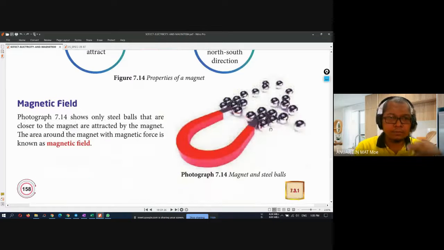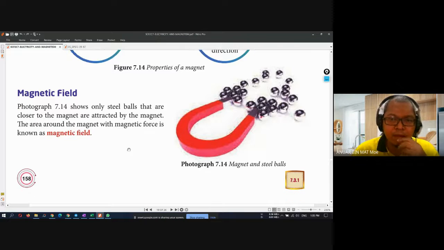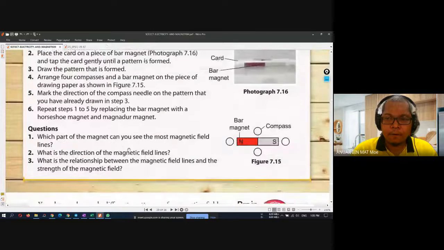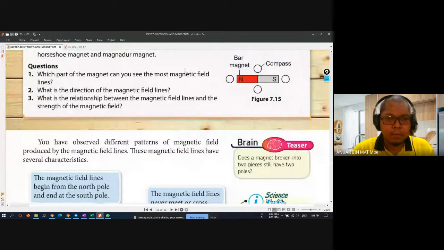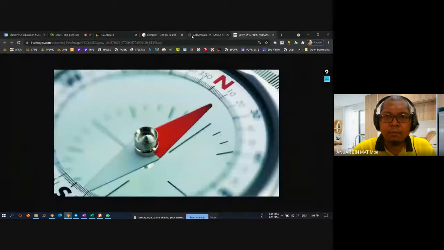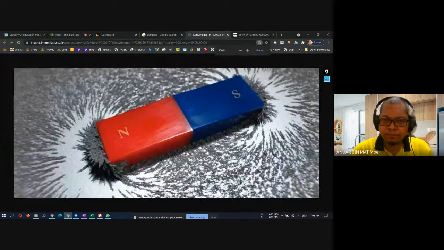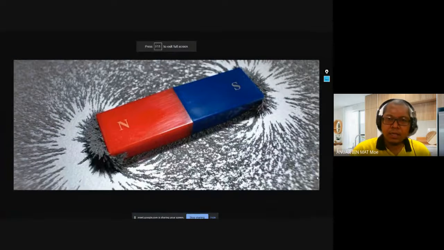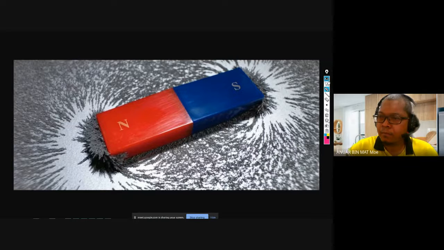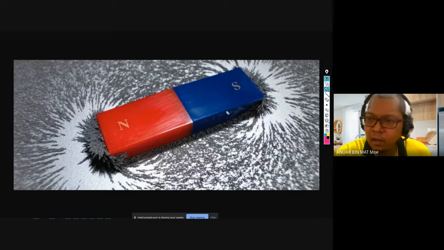Next one, magnetic field. Topic number 2 is what we call the magnetic field. I will show you this picture. You still remember this picture? This is an example of a typical magnet because it has one north and one south. We have 2 polarities over here, one is north, one is south.